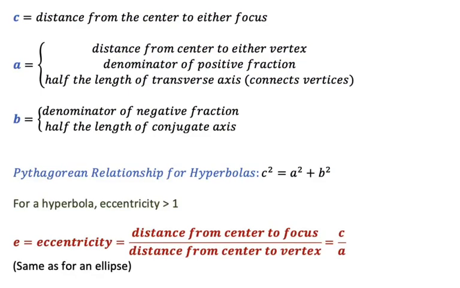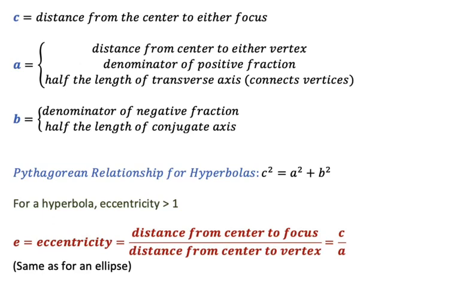So here's how we define everything for a hyperbola. Pause this if you need. I'm going to read through it. C is the distance from the center to either focal point. A is three things. It's the distance from the center to the vertex. The denominator of the positive fraction is really important there. And half the length of the transverse axis. So remember, the transverse axis was 2A. A is half the length of the transverse axis. And then the denominator of the negative fraction is B. B is also half the length of the conjugate axis.